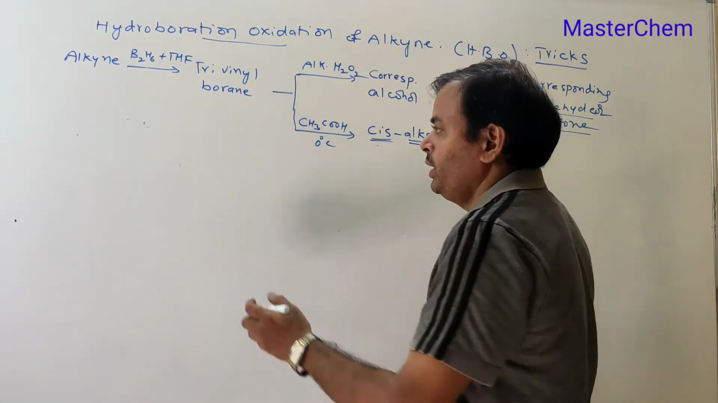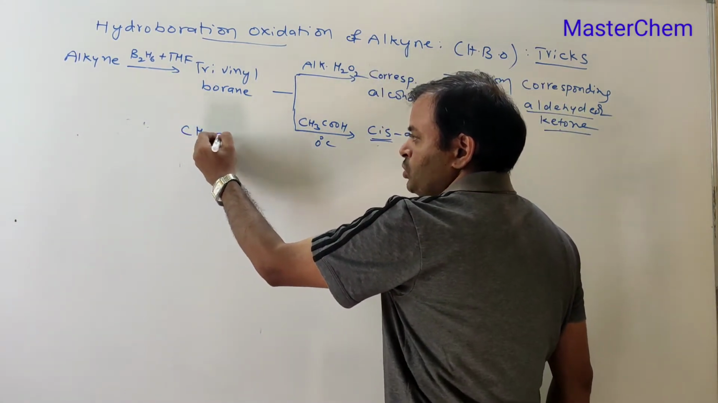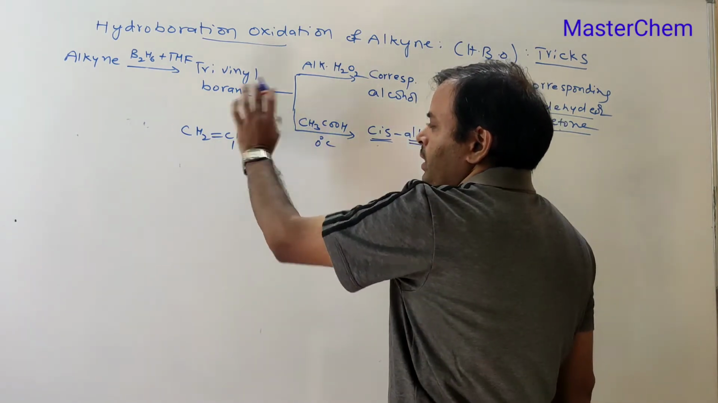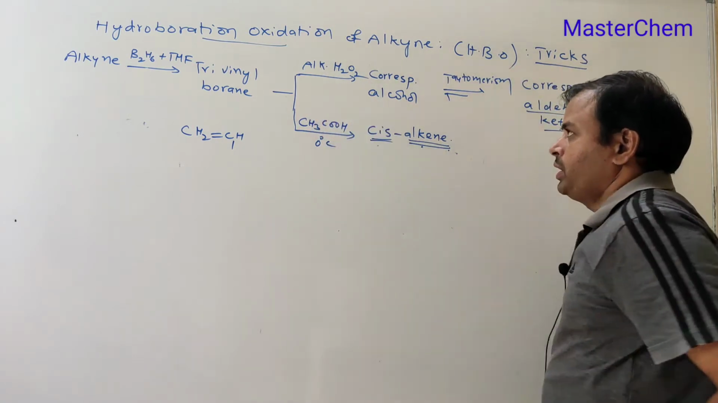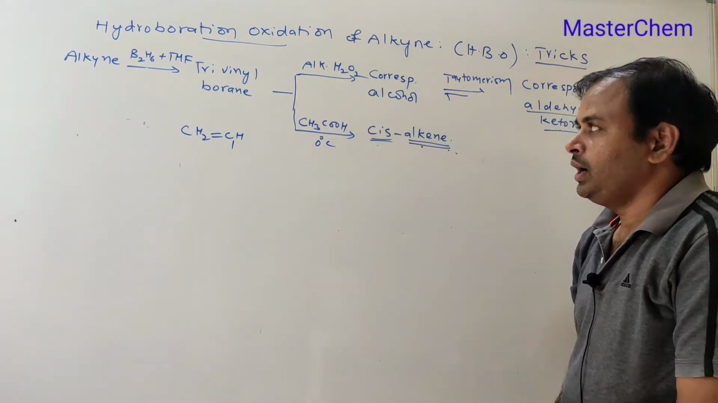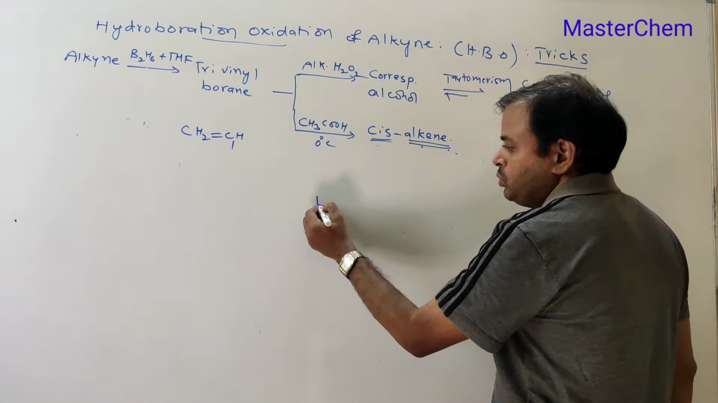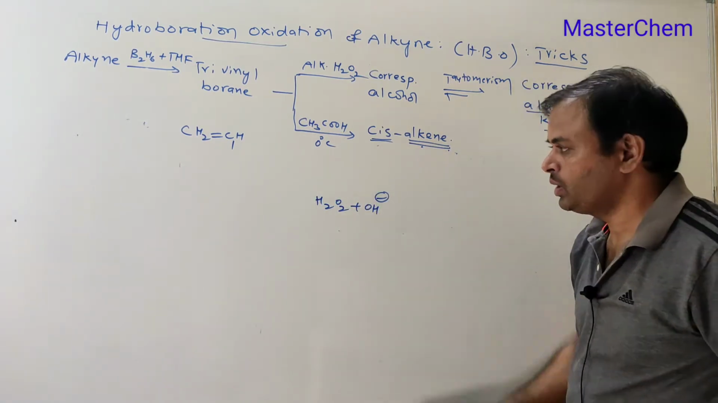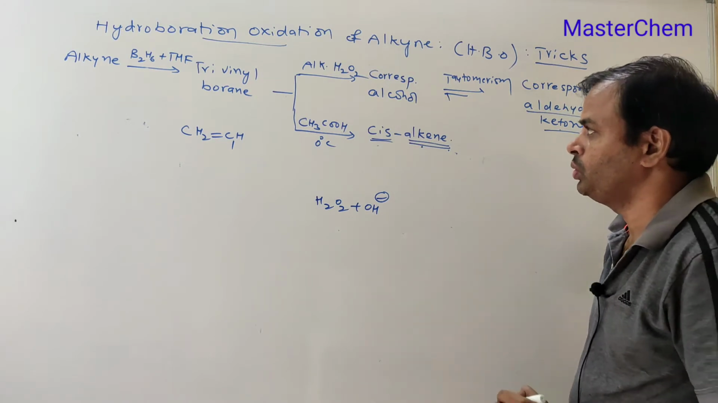Now, what does it give? Trivinyl borane. Vinyl means CH2 double bond CH. This linkage is called vinyl. Trivinyl borane. And this upon reaction with alkaline H2O2. Alkaline H2O2 means H2O2 plus OH minus in presence of base. That is said to be alkaline H2O2.